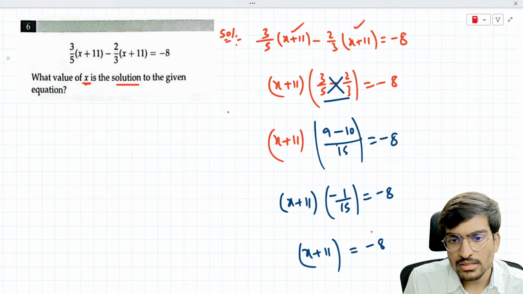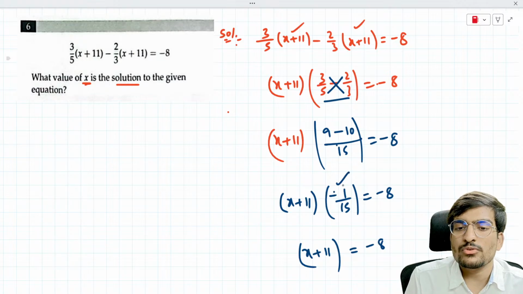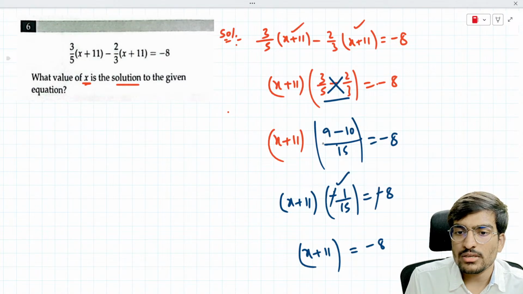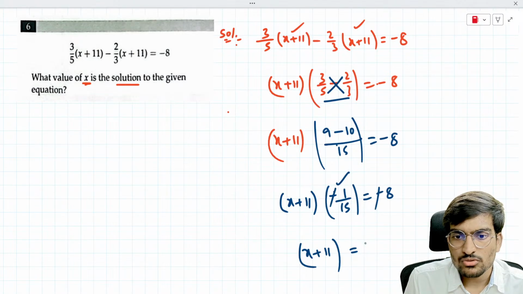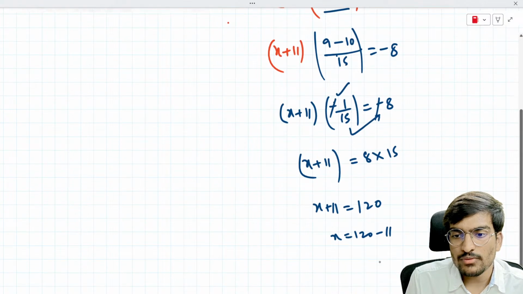Negative 8. And here we can cross out this negative. However, if you multiply whole, you get a negative value. So you can cross out this negative and this negative. So 15 times 8 will be the value which will be left for us. So 8 times 15, I'm just forwarding this to RHS. So now x plus 11, that's going to be 120. X equals 120 minus 11, that's going to be x equals 109.